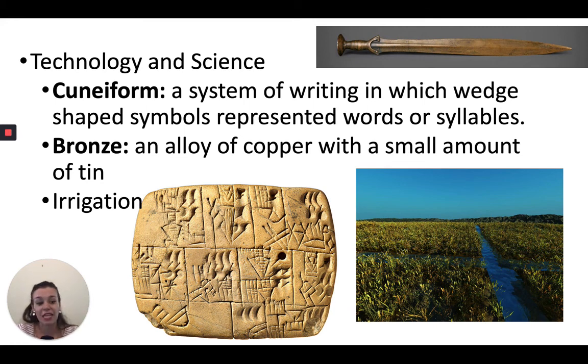We also have irrigation. So you have these rivers, they flood. How do we get water from the rivers to our fields when they're not flooding? Well, you create irrigation. The last thing about technology and science, Mesopotamians were the best of like our early civilizations when it came to like math and science. They understood the concept of zero. It was pretty crazy, the things that they knew.